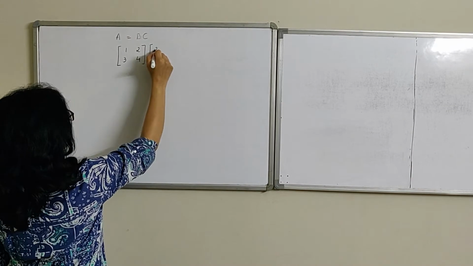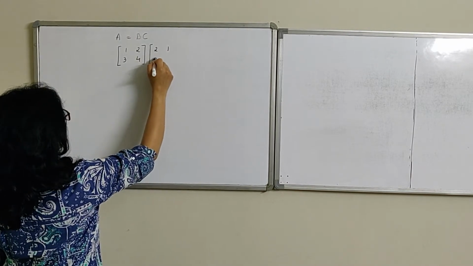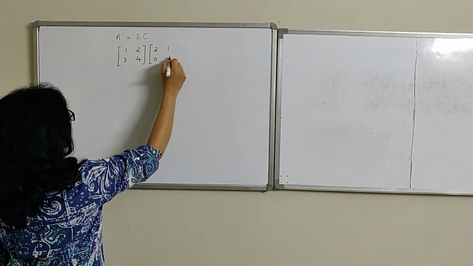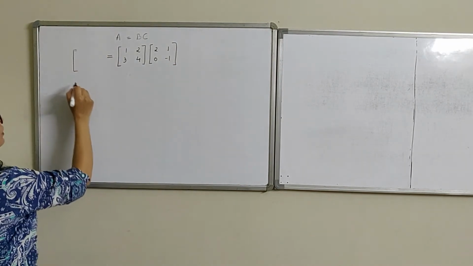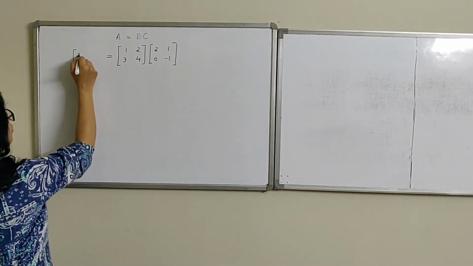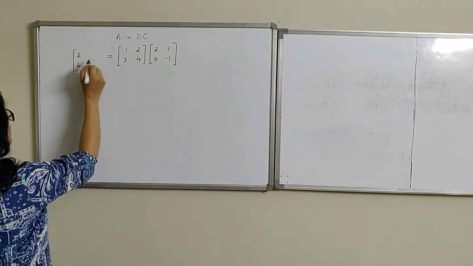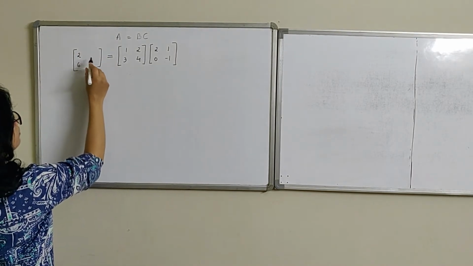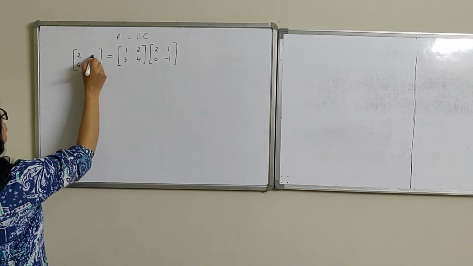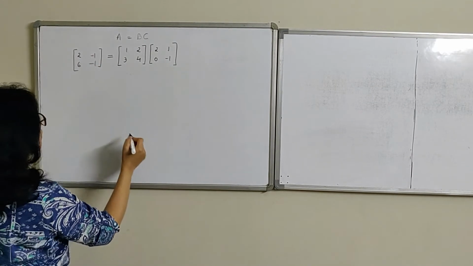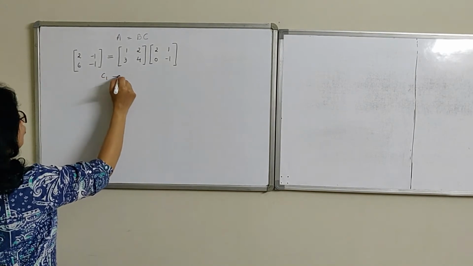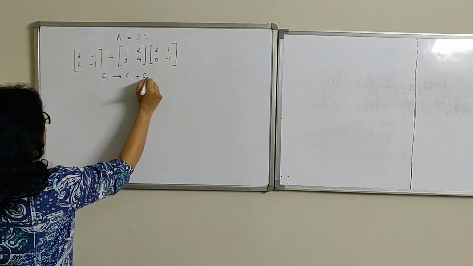Matrix C is, suppose, [2, 1; 0, -1], and the product is [2, 6; 1-2, 3-4]. This is the product matrix. Now suppose we want to perform this column operation here.